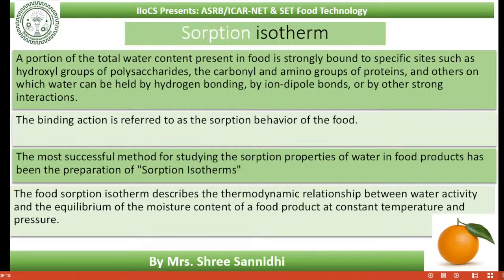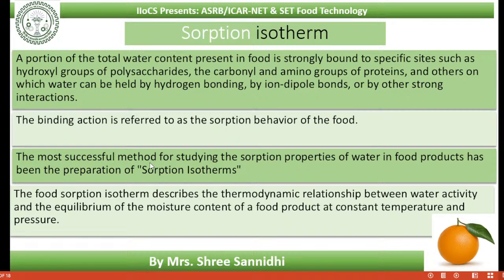The next topic is sorption isotherm. As I told you before, a portion of the total water content in the food is strongly bound to specific sites with bonds like hydrogen bonding, ion dipole bonds, or other strong interactions. The binding action is referred to as the sorption behavior of the food. So sorption behavior is nothing but the binding of the water molecules to the food.